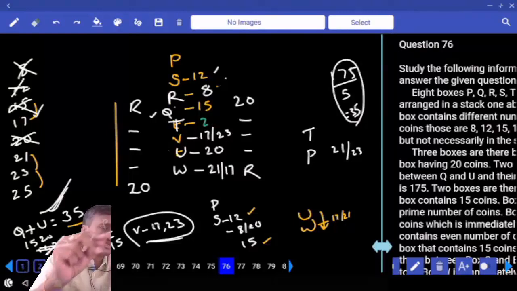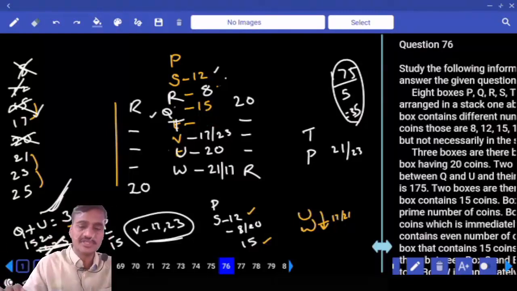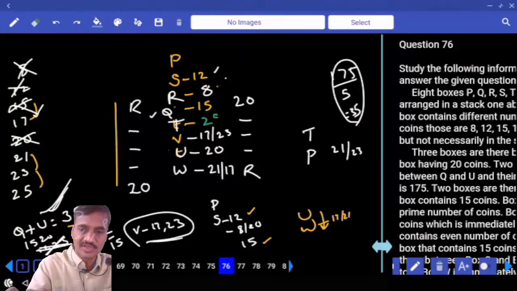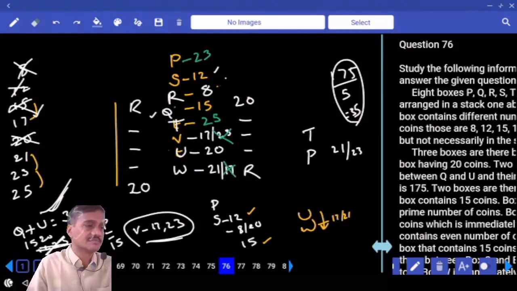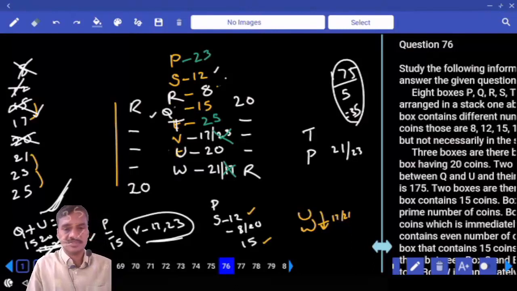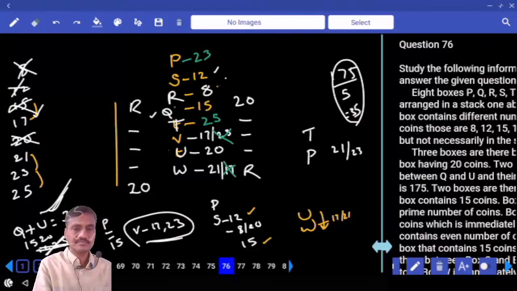Then the leftover is 23, 25. Hence T is 25 and P is 23. And if P is 23, V cannot be 23, so V is 17. If V is 17, this is 21. Now this is the final arrangement we have. Let's write down this arrangement. We always keep this box as the last priority, and we need to go through according to the priority only.